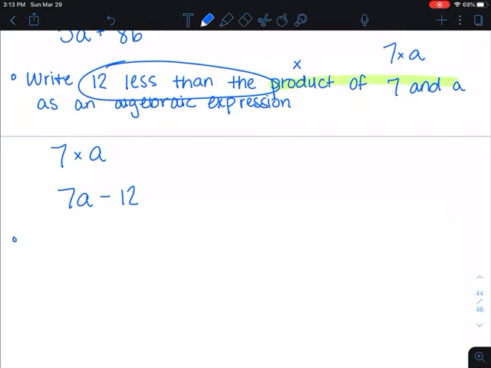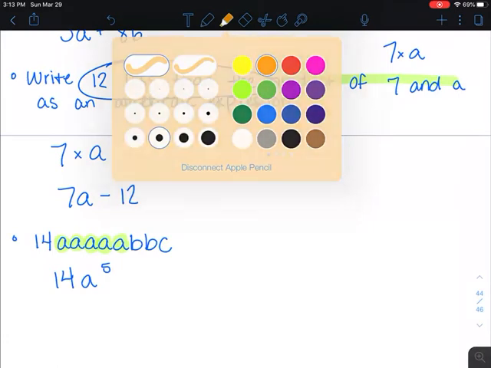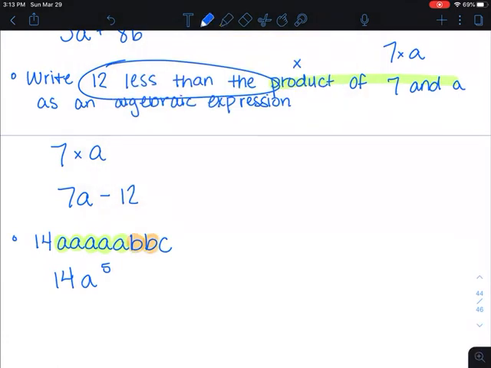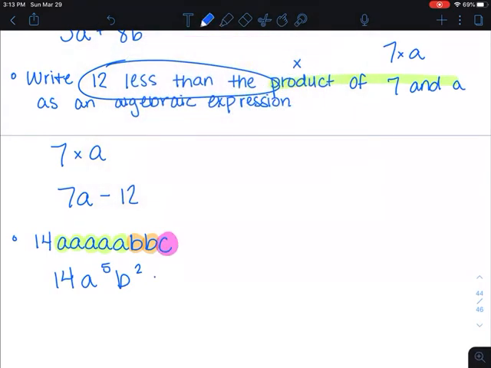Alrighty, and if we had 14 A, B, C, and then they want you to write that using exponents. Again, we have 14. How many A's do we have? 1, 2, 3, 4, 5. So we have A to the 5th power. How many B's do we have? 2 B's, so it'd be B to the 2nd power, which is also said as B squared. And then how many C's do we have? We have 1 C, so it would stay just C.